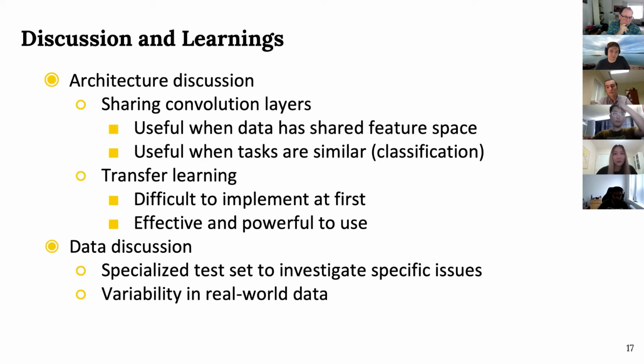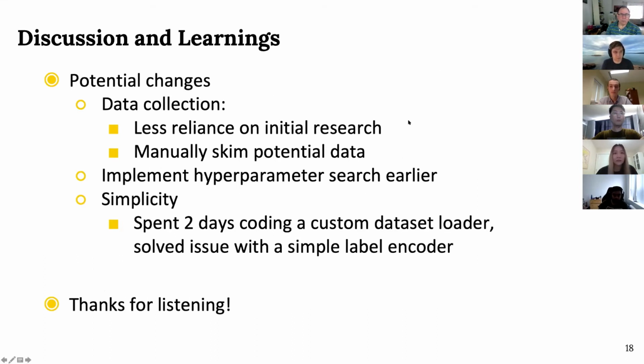In terms of data, we were concerned the model would bias between images with different backgrounds, and creating specialized test sets was fast and gave us clear proof that this wasn't the case. Also, our model was very sensitive to lighting changes in photos from our phones, again, proving that real-world data is different. Next slide. That's the end.